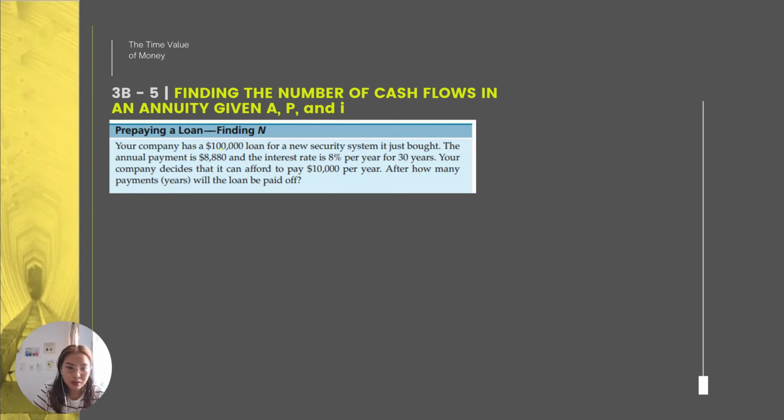So we have the loan amount, and the annual payment based on the loan is this, with the interest rate per year for 30 years. But the company can afford $10,000 instead of $8,880. Of course, it will take less than 30 years, because $8,880 is for the full 30 years. So how many payment years will it take for the loan to be paid off if the company pays $10,000 per year? That is the problem. For the original loan payment, we are still going to use the same formula that we used a while ago in our previous example.